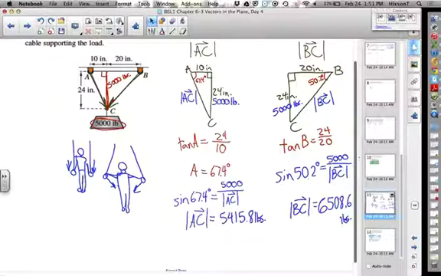So you're saying, if you're lifting a 5,000 pound weight and you use two different cables to do it, each cable could still be holding more than 5,000 pounds? Well, why do we do that?